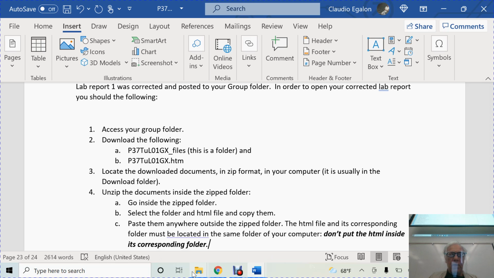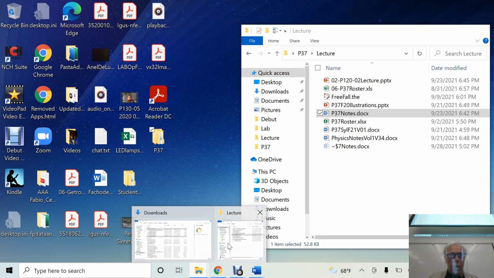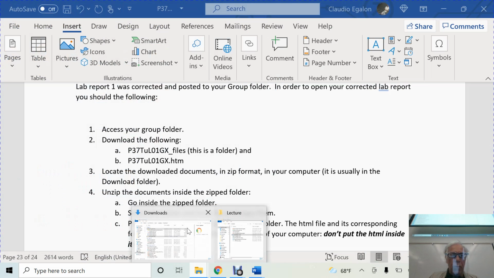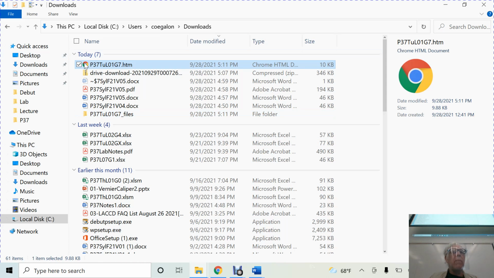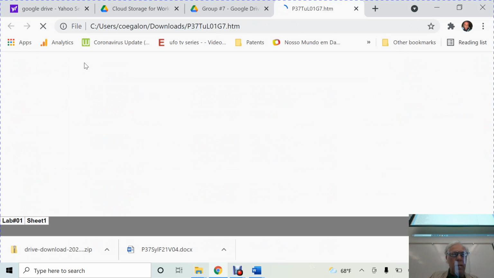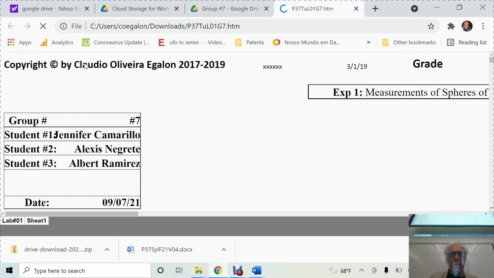So let's go there. And now, all you have to do is double click the HTML file. Okay? Can I display your information there, group 7, for the whole class to see? The whole class is gonna see it. Okay, so let's see here. Here you go.